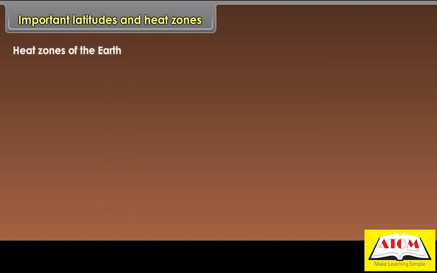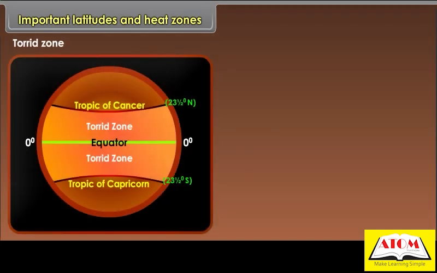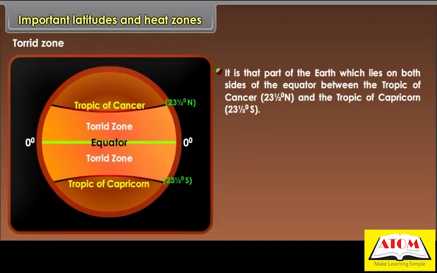Heat zones of the Earth. The important zones of the Earth are the following: torrid zone, temperate zone, frigid zone. Torrid zone. It is that part of the Earth which lies on both sides of the equator between the Tropic of Cancer, 23.5 degree north, and the Tropic of Capricorn, 23.5 degree south.